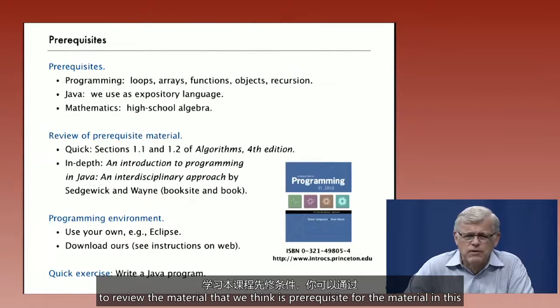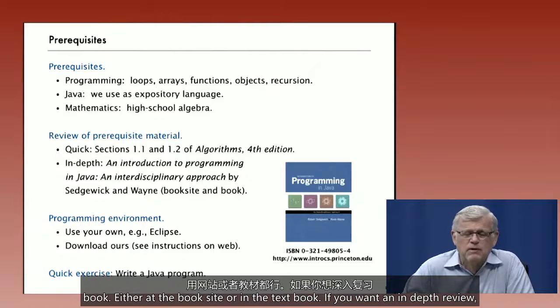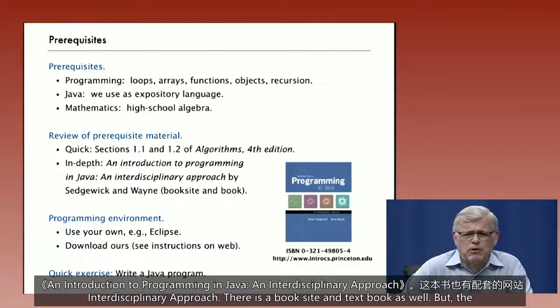If you want to review the material that we think is prerequisite to the material in this course, you can do a quick review by looking at sections 1.1 and 1.2 of the book, either at the book site or in the textbook. If you want an in-depth review, we have a full textbook called An Introduction to Programming in Java: An Interdisciplinary Approach. There's a book site and a textbook as well.